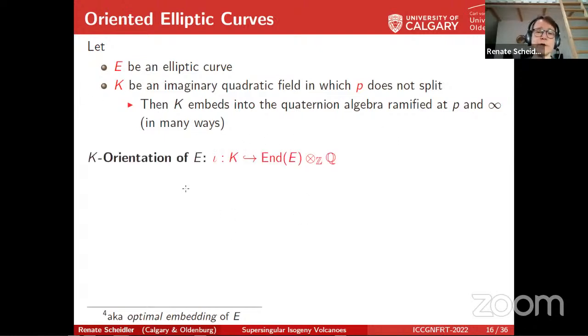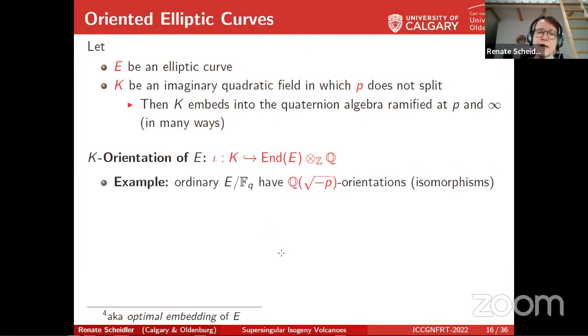And what's an orientation? An orientation is simply a map that maps this quadratic field into the endomorphism algebra. So you take the endomorphism ring, you tensor it with Q, so you allow rational coefficients here, and that's the endomorphism algebra. We know that this is a maximal order in the quaternion algebra ramified at p and infinity. Every endomorphism ring sits inside this quaternion algebra, and this is just an embedding of this quadratic field into this quaternion algebra. There are many, many such embeddings, but this is one of them. That's a K orientation. For example, we already saw that for ordinary curves, you can always pick your field like this, and then these embeddings are actually isomorphisms.